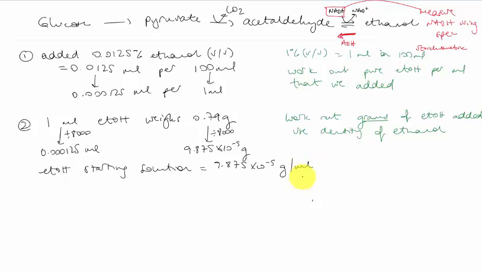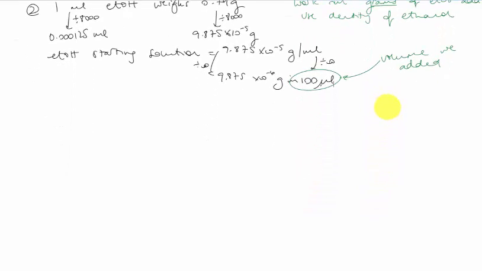But we added 100 microliters. We added 100 microlitres, not 1 mil. This is the volume we added into our assay. So that's 10 times smaller. So the number of grams would also be 10 times smaller. So that's 9.875 times 10 to the minus 6 grams in 100 microlitres. Okay.